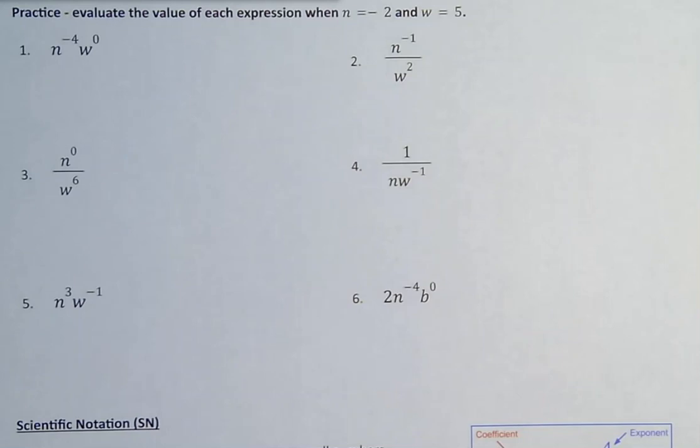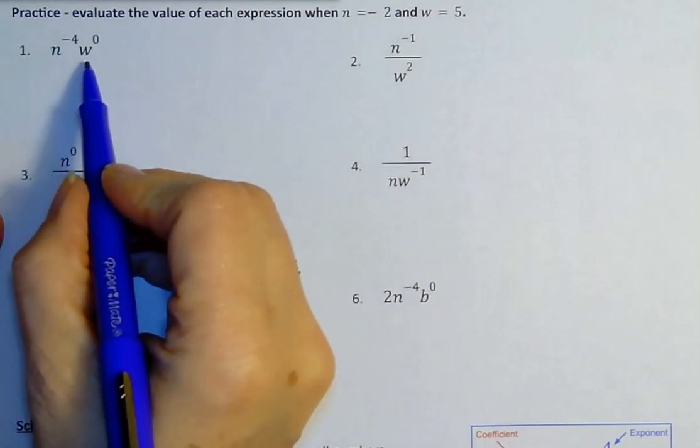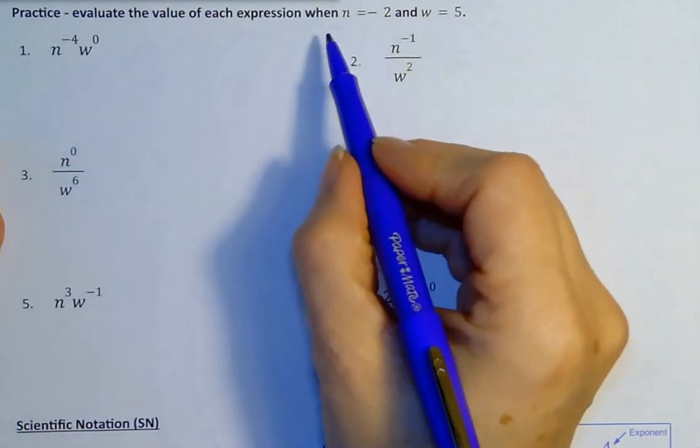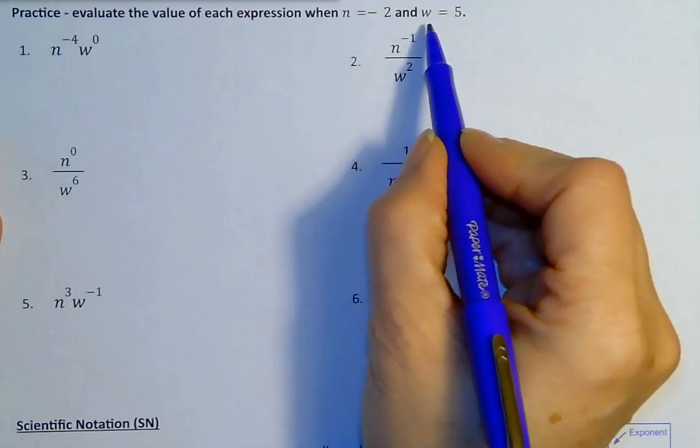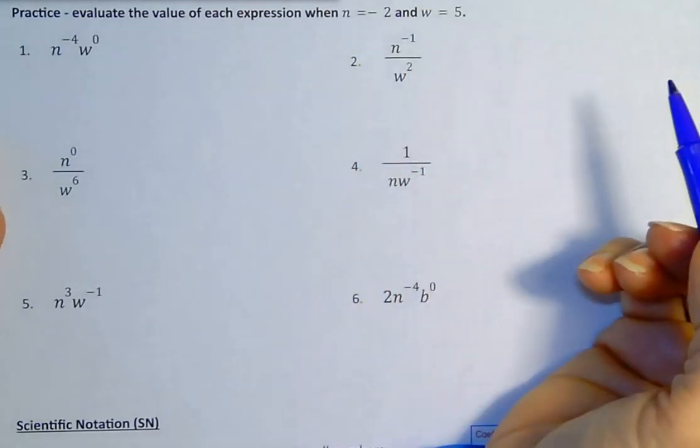So we are still practicing with negative exponents and with exponents of 0. And so our practice is going to involve substitution. Remember, substitution means that we are plugging in some sort of a value for a variable that's in our expression. So I have n to the negative 4 times w to the 0, and I want to solve that when n equals negative 2 and w equals 5.